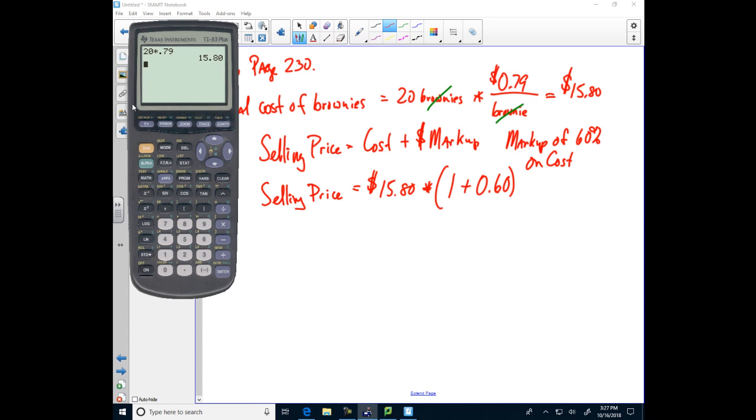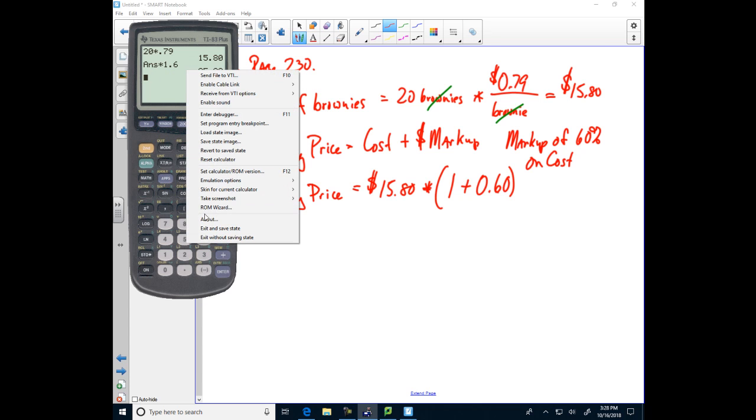All right, so let's plug in our numbers here. Already got the calculator, don't I? So that times 1 plus 0.6 is 1.6, isn't it? We can do that in our heads, can't we? Okay. I'm going to copy that over.